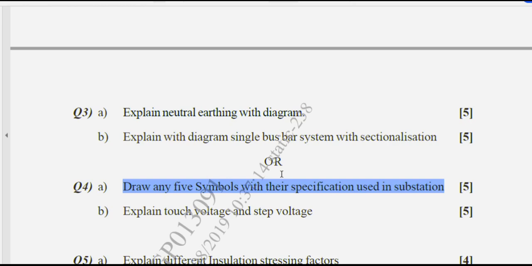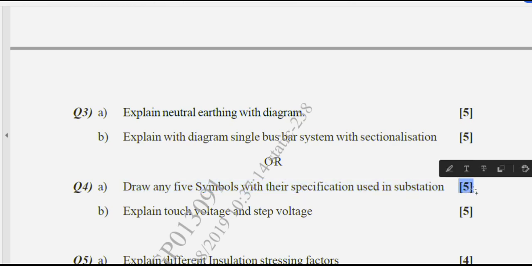In that we are using the isolator, earth switches, circuit breakers, transmission line, relays, CTs, and PTs. The symbol you have to draw here, and you have to write the specification and also the function of that particular equipment. So this will surely get 5 marks.